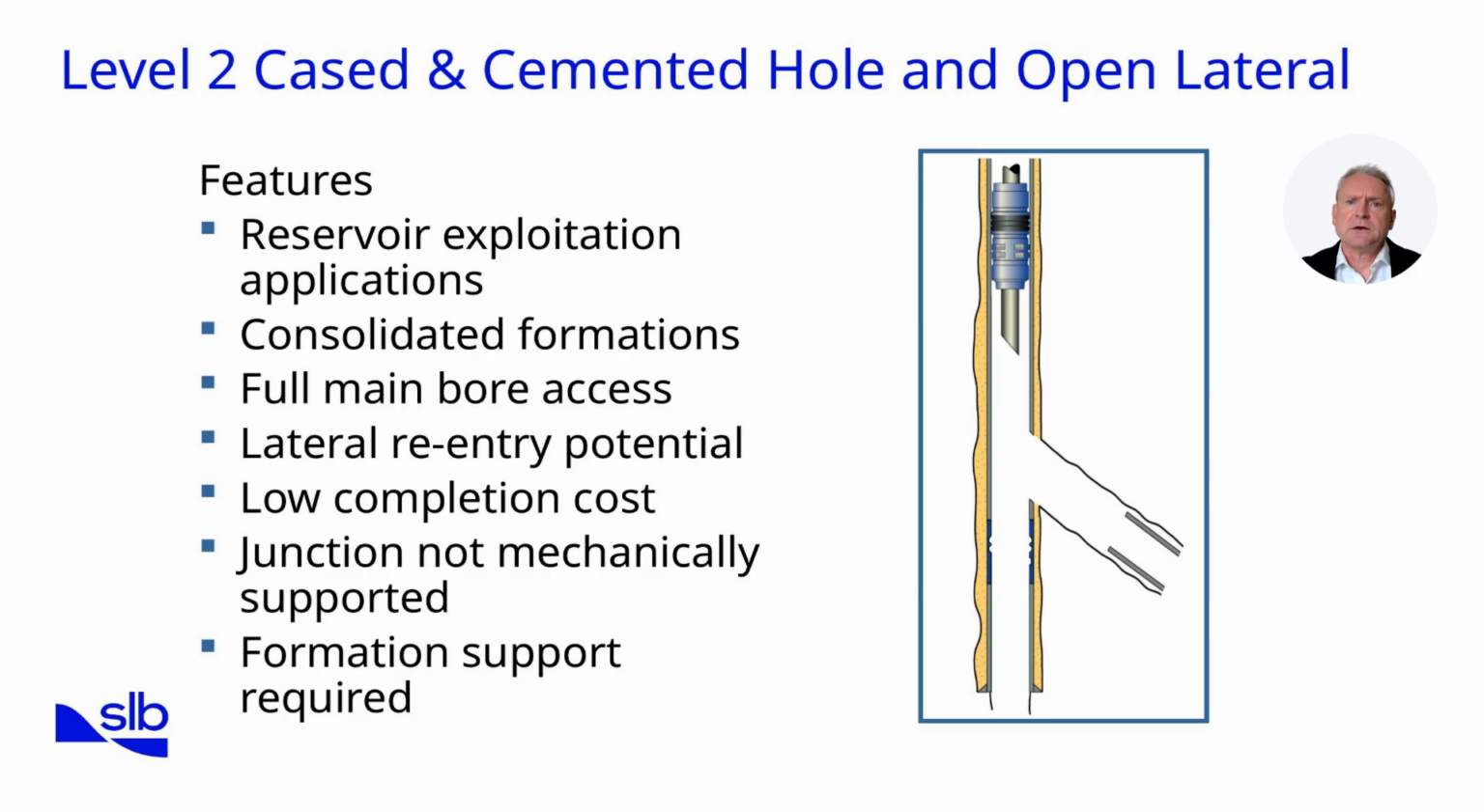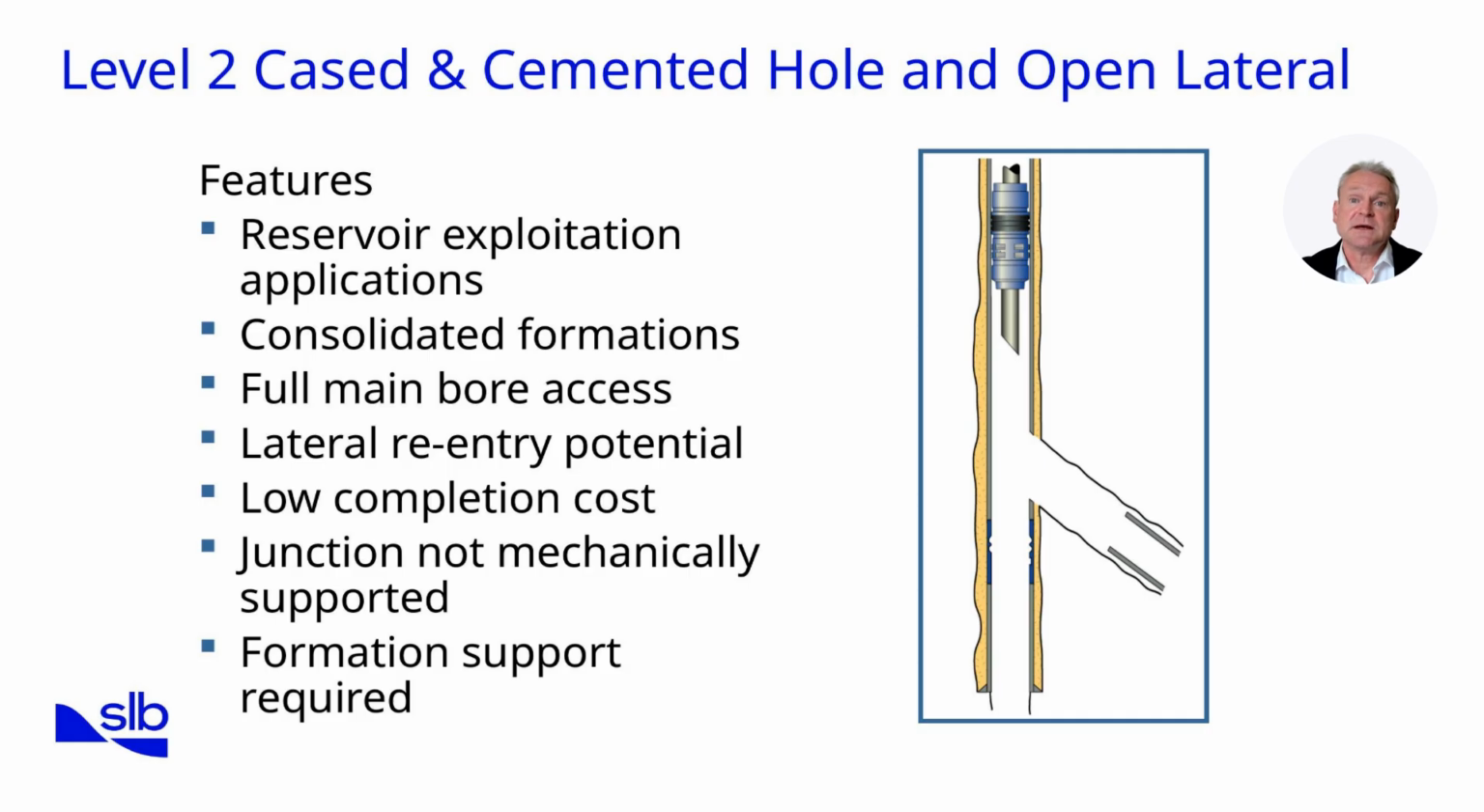Level 2 builds on the open hole concept by casing and cementing the main bore, while the lateral remains an open hole. This means the mother wellbore is stabilized and isolated, but the lateral junction is still unsupported. The key features include full main bore access. Because the casing provides structural integrity, we can still re-enter and operate in the main bore without difficulty. Another advantage is lateral re-entry potential, since the junction remains open and accessible from the cased bore.